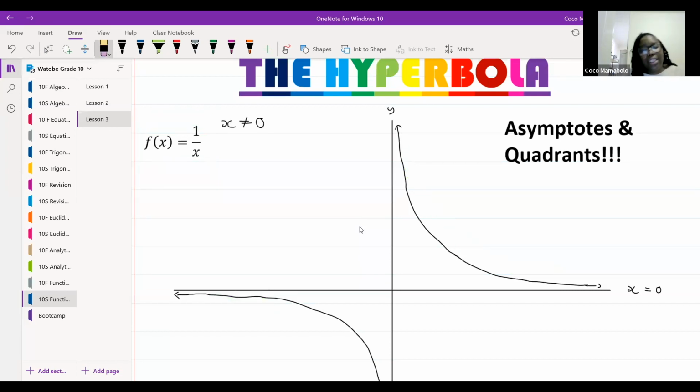Now, these things are called a certain thing. This x is not equal to 0 is called an asymptote.